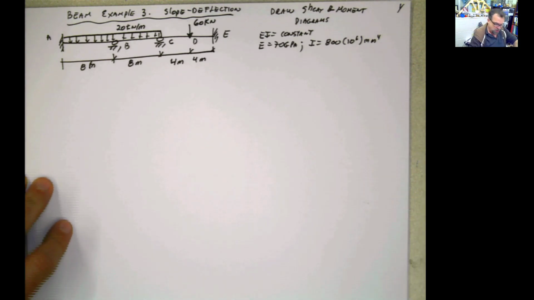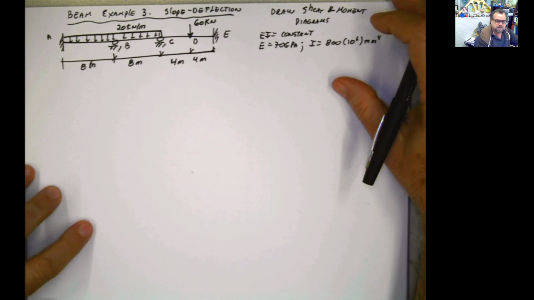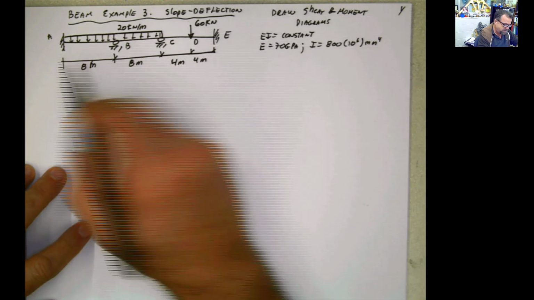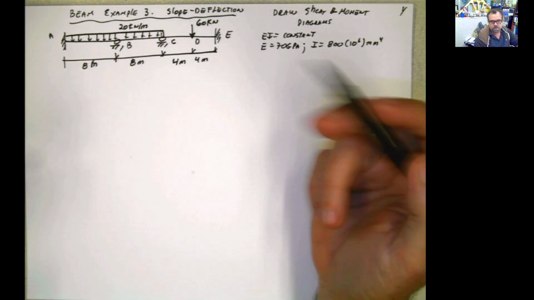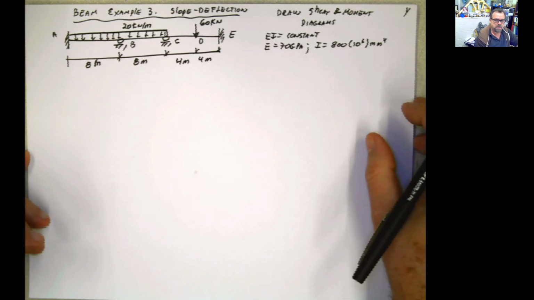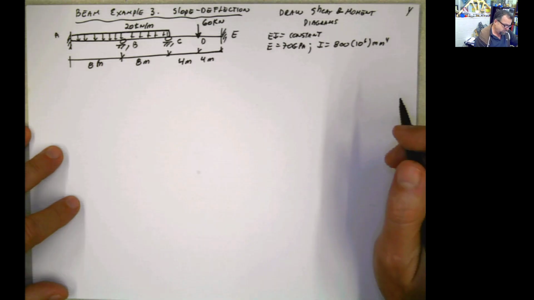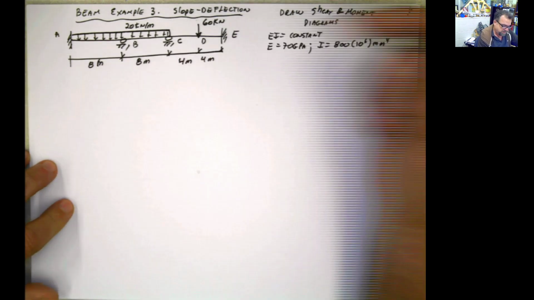Hello guys, so example number 3, beams, slope deflection. What is the difference here? Well, the difference is that in the previous example it was very convenient to use the simplified formula, the modified formula, because at the ends we have pins and rollers.